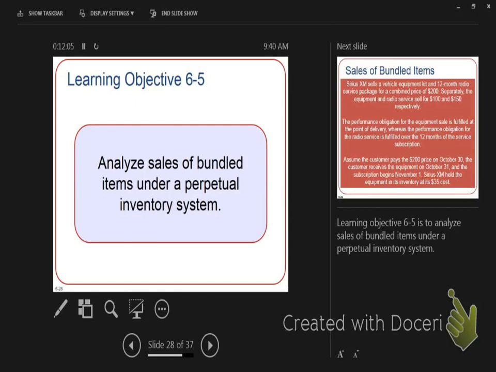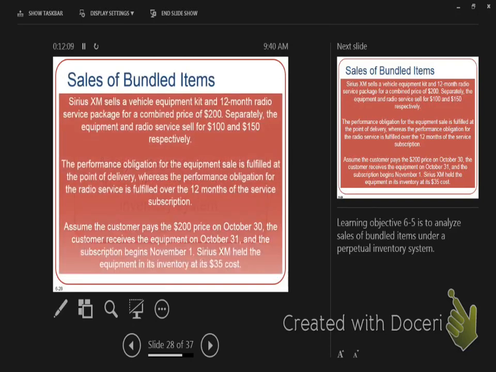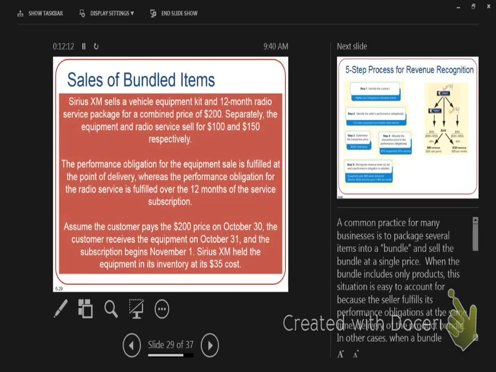Then you decide what you want to do. And that's how a lot of purchases are made in the business world. So SiriusXM, we're not doing land here. We're doing a package deal. They're selling a 12-month radio service package in which they're combining a whole deal for $200.